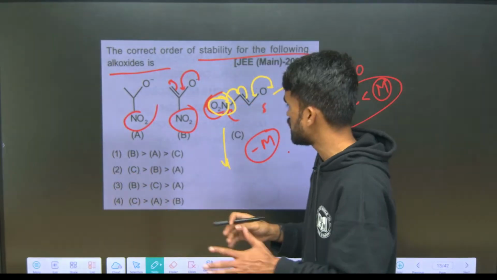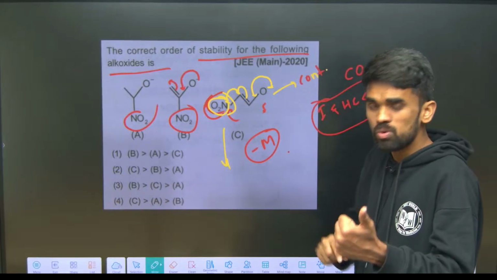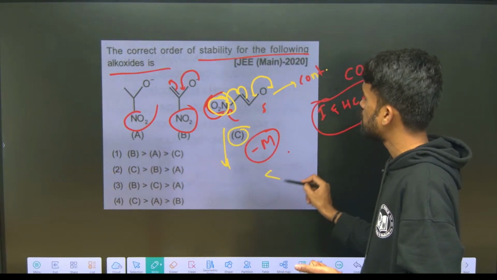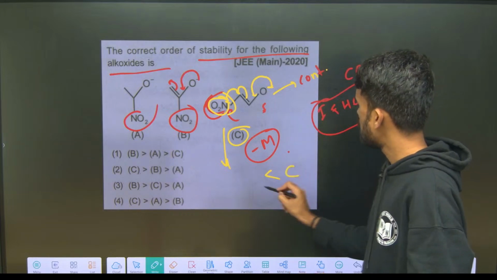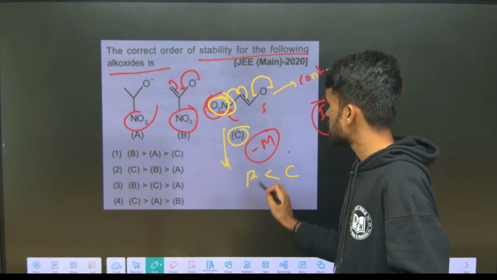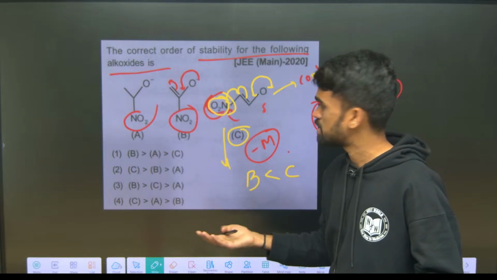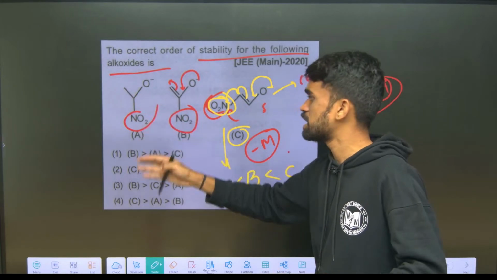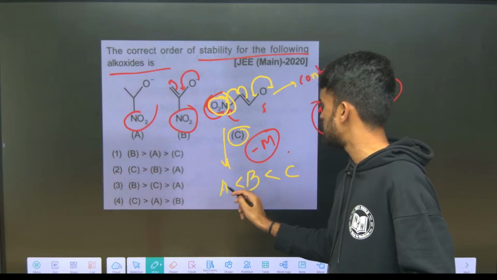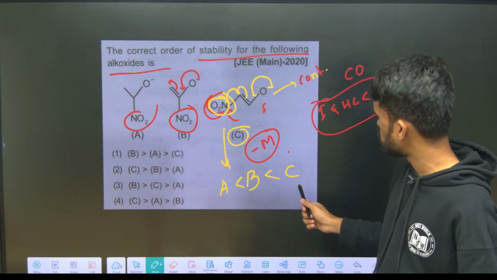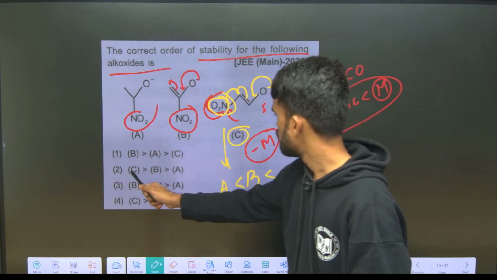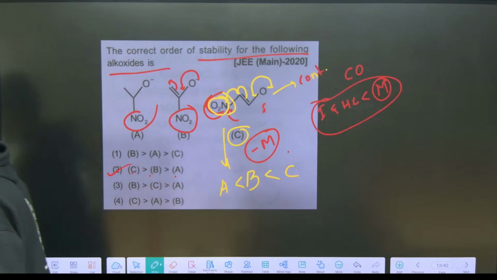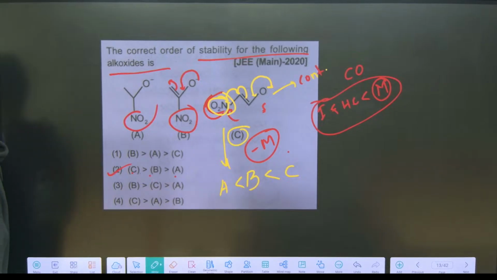Okay, so more continuous conjugation means more resonating structures, and more stability. So C is more stable. After that B, because at least one cross conjugation is present. And there is no conjugation at all in A, which means it is least stable. So C, B, A. Your option number 2 will be the correct answer for this question. Yeah. Next.